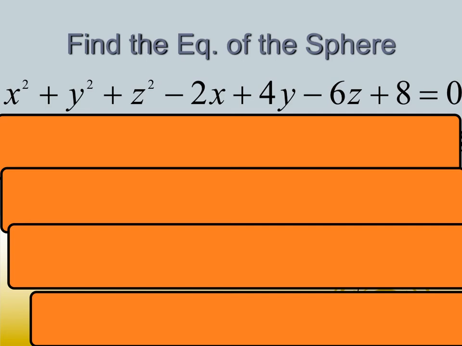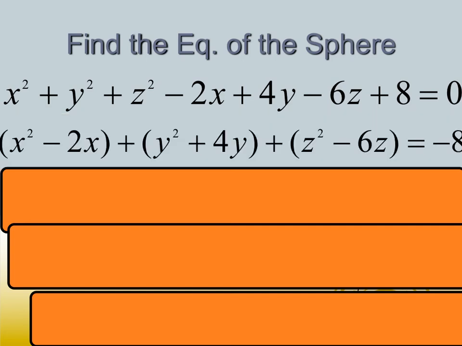The first step is to organize our information so we have our x's, y's, and z's together. So I have my x's together with x squared minus 2x, and then same thing with my y's and my z's, grouped together so I can start the process of completing the square. Before we can do that, we want to verify that the coefficient of our square term is in fact 1. So I do have a 1x squared, a 1y squared, and a 1z squared.